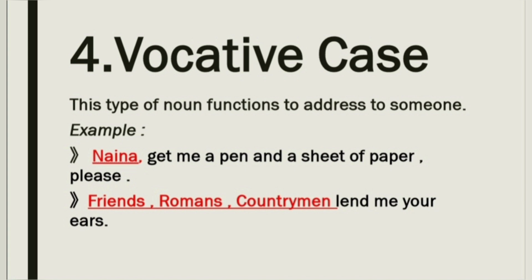The next example is friends, Romans, and countrymen, lend me your ears. So you're talking about having their attention. You're talking to friends, Romans, and countrymen. So therefore, here Nana, friends, Romans, and countrymen were of vocative case because they were used to address someone.